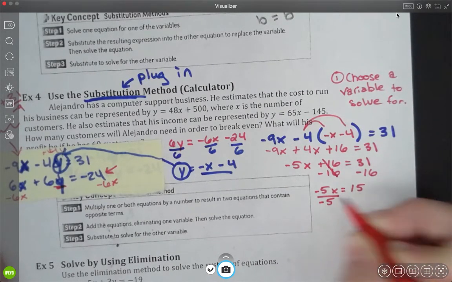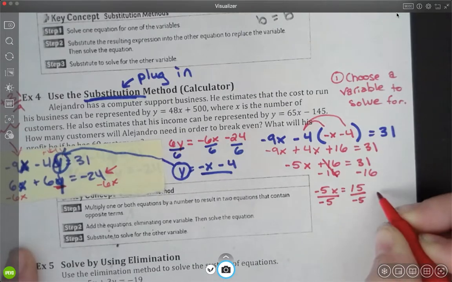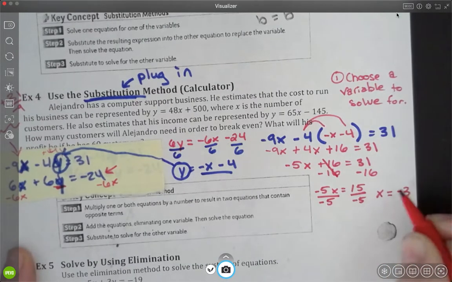Divide by negative 5, divide by negative 5. What's 15 divided by negative 5? Negative 3. Okay, circle that guy.